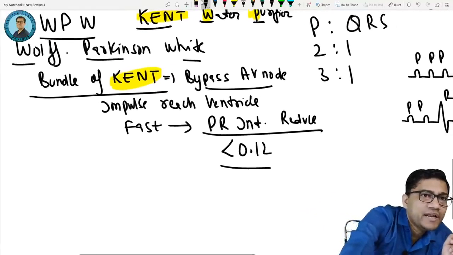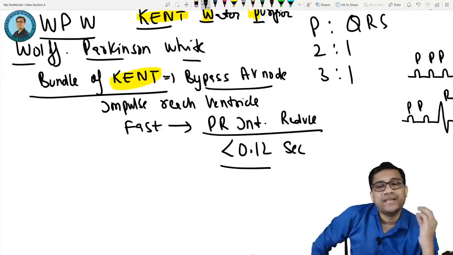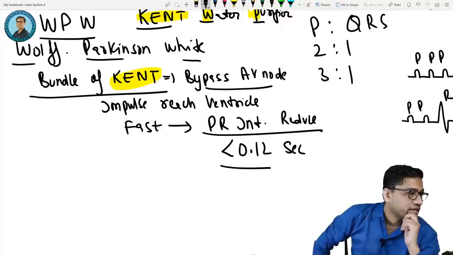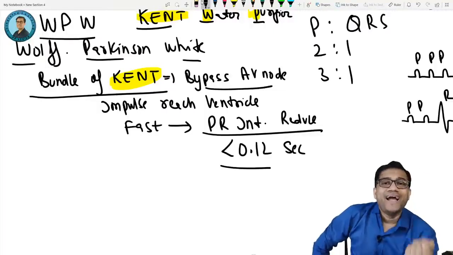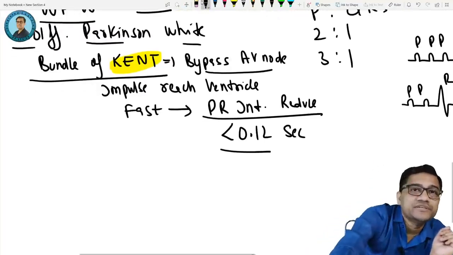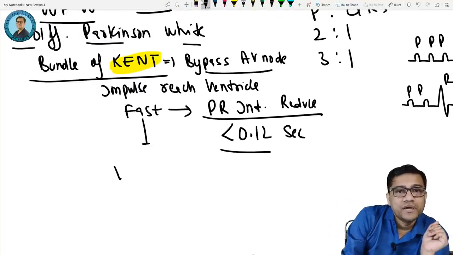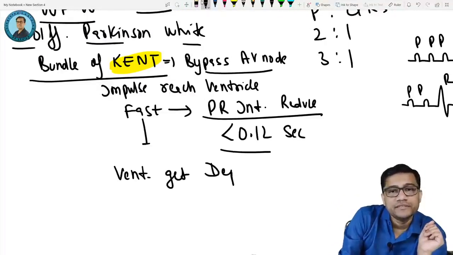So, what time? Less than 0.12 second. Are you clear now? So, less than 0.12 seconds. Okay. Fine. Done. And as the ventricle gets excited sooner, it causes an early depolarization. Okay. And second thing, the ventricle gets depolarized early.